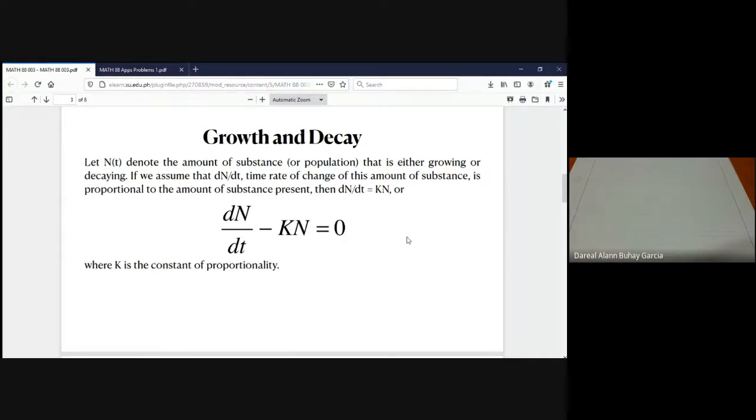So we have two methods to solve growth and decay functions. We could use linear or variable separable. Either way, I'm sure we could get the correct answer.